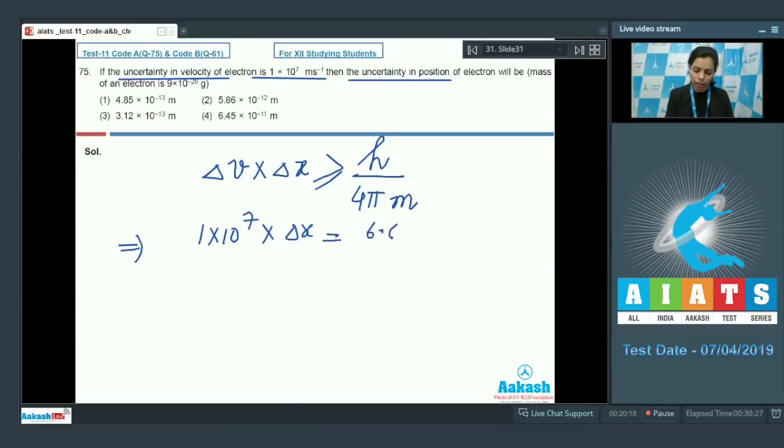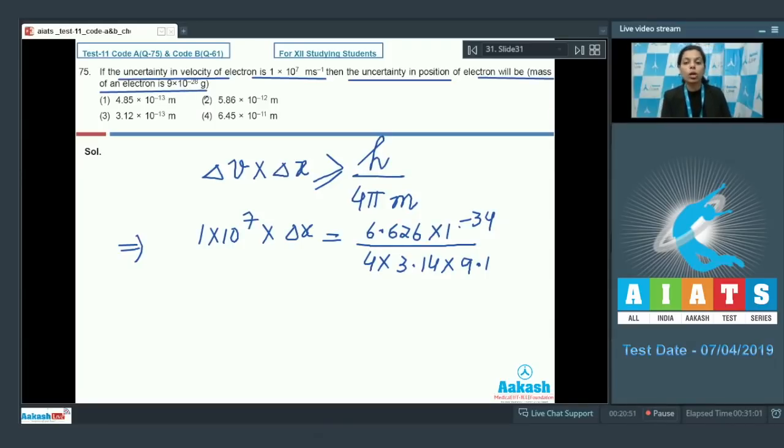That's equal to 6.626 into 10 raised to the power minus 34, divided by 4. And what about the value of pi? That is 22 by 7 or 3.14, I can write. Further, what is the mass of the electron? We know that the mass of an electron is 9.1 into 10 raised to the power minus 31 kg. In this case, the mass of the electron is also given here: 9 into 10 raised to the power minus 28 gram. And what does it become in kgs? In kgs, it becomes 9 into 10 raised to the power minus 31.